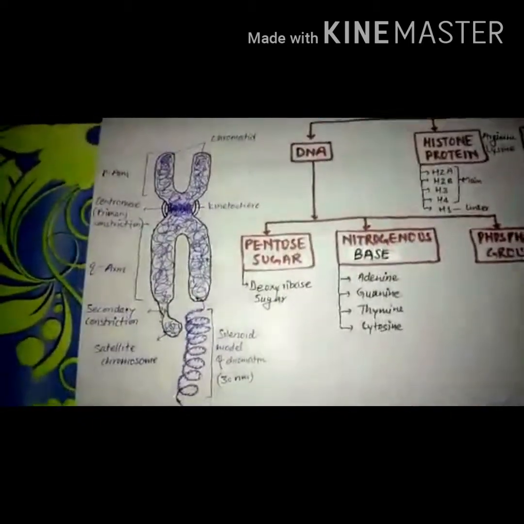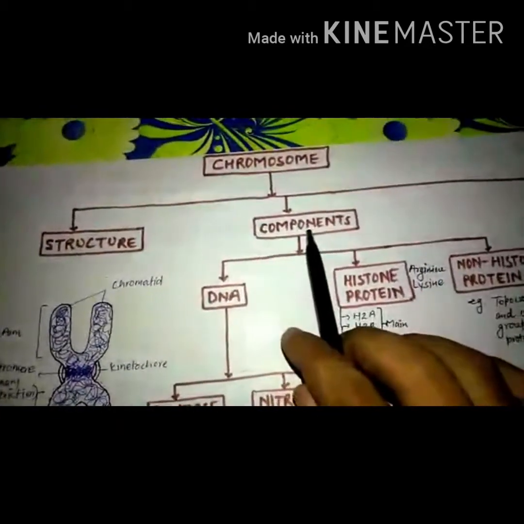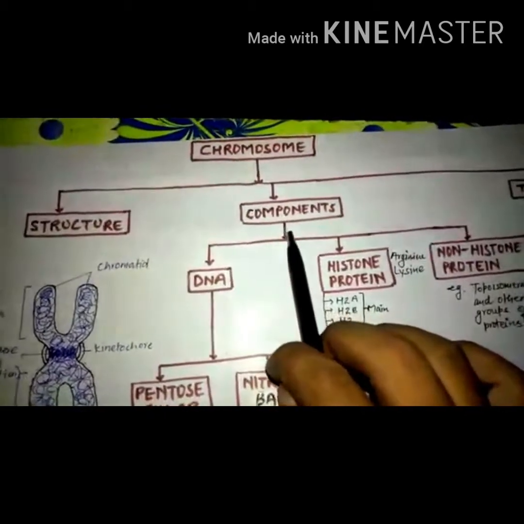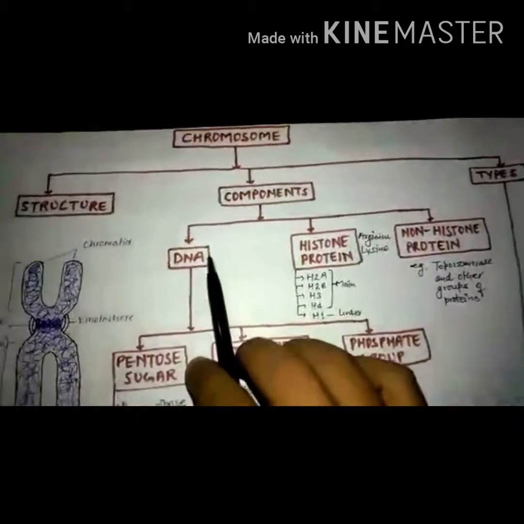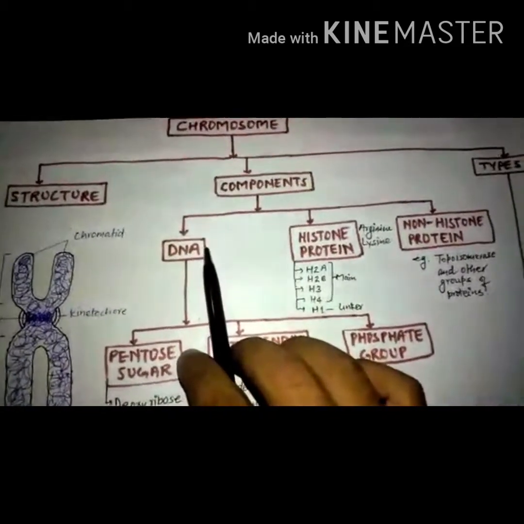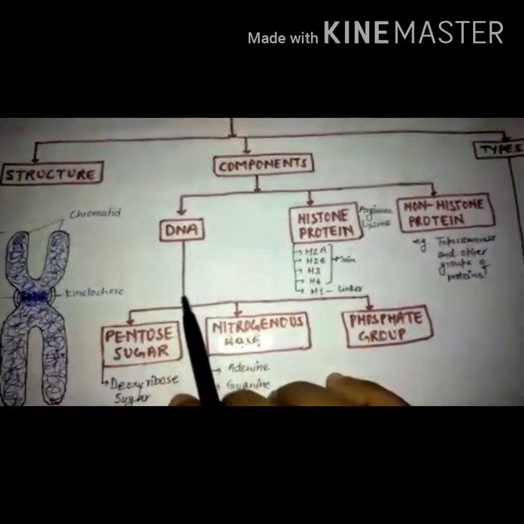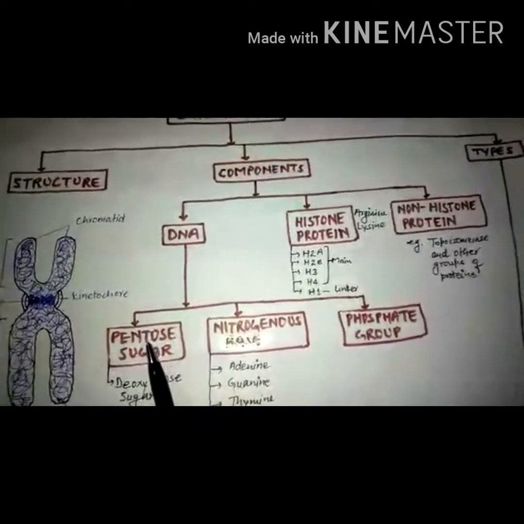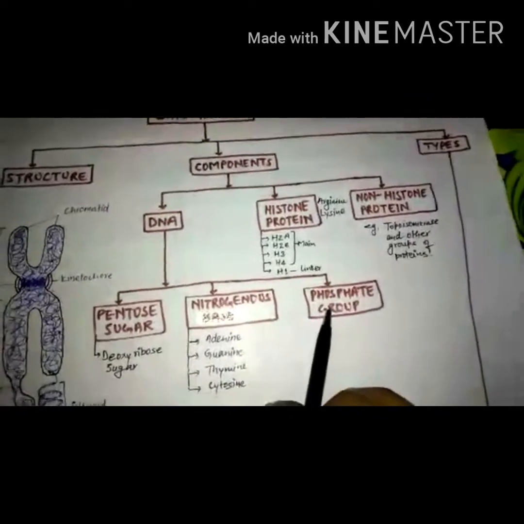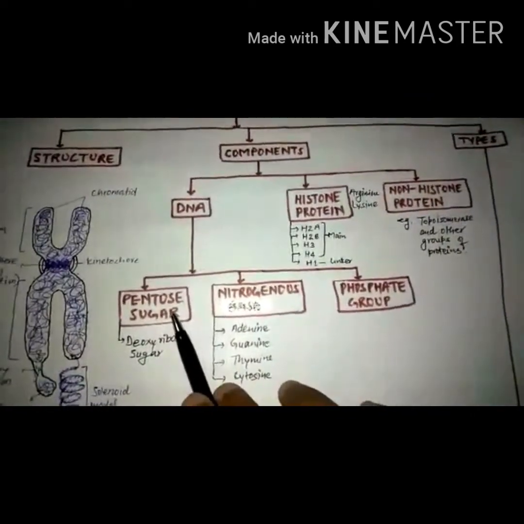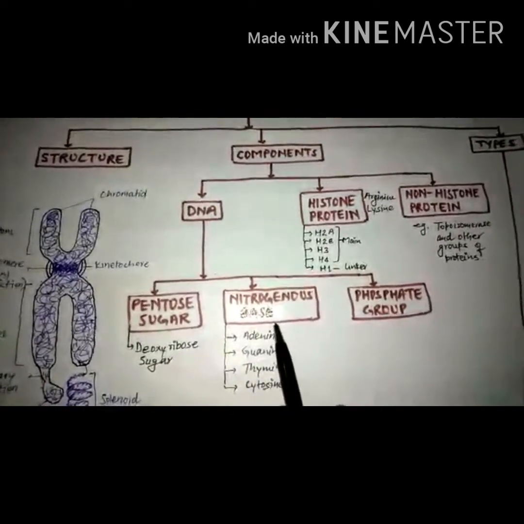So we have already studied the ultrastructure of chromosome. Next portion is the components of chromosome. Components of chromosome comprise DNA, histone protein, and non-histone protein. DNA is a double helical structure present inside the cells in the nucleus, and it consists of the following components. First is the pentose sugar, second the nitrogenous base, and third the phosphate group. The pentose sugar in DNA is deoxyribose sugar.